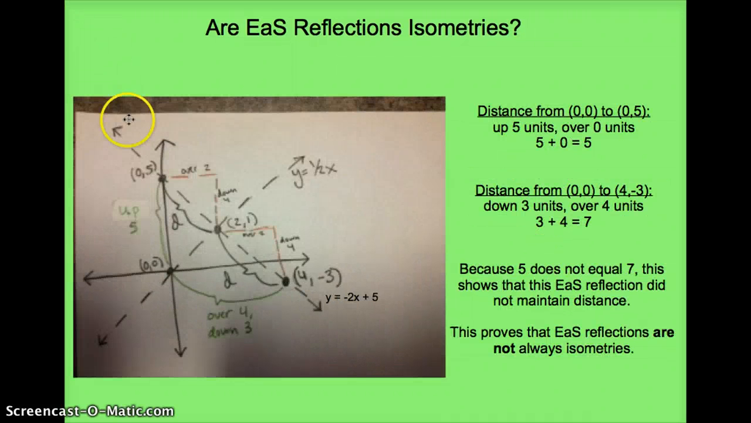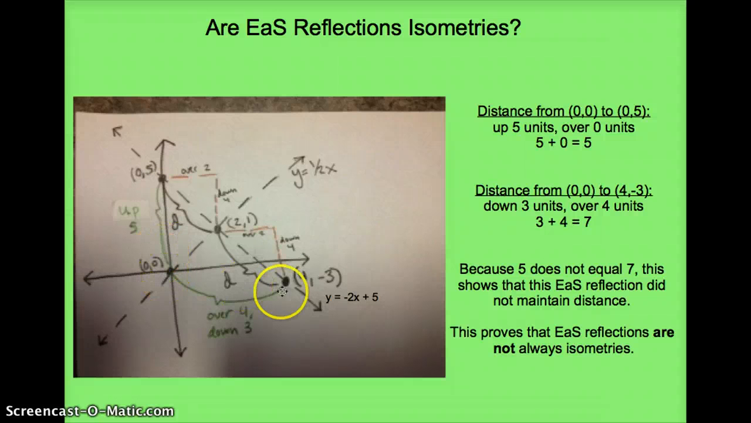So now we need to figure out if distance was maintained during this reflection. So we're going to find the distance from (0, 0) to (0, 5) and see if it's the same distance as from (0, 0) to (4, negative 3). So to get from (0, 0) to (0, 5), we moved up 5 units, and we moved over 0 units to either the right or the left. So we add 5 plus 0, which gives us a total distance of 5.